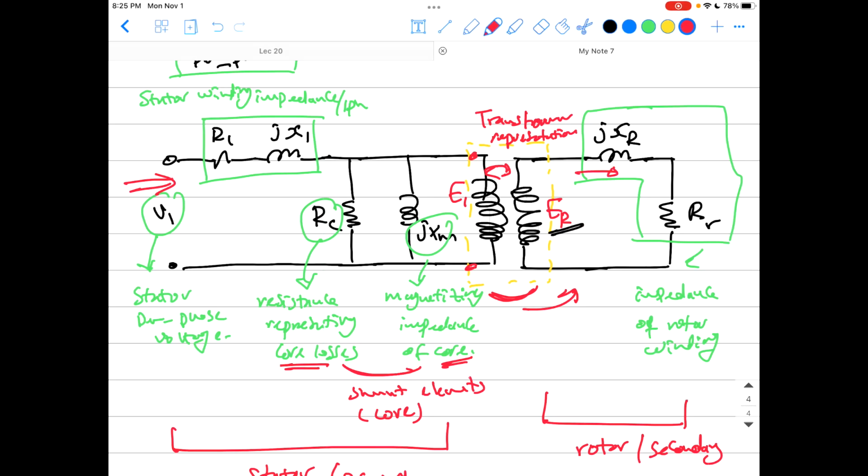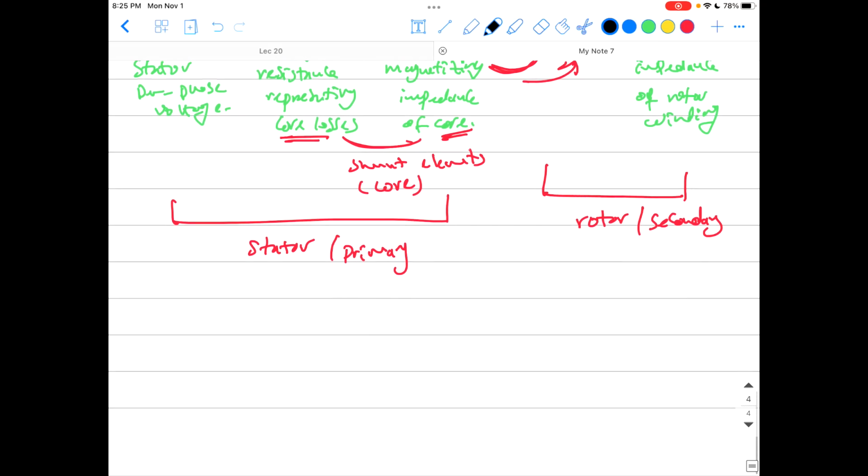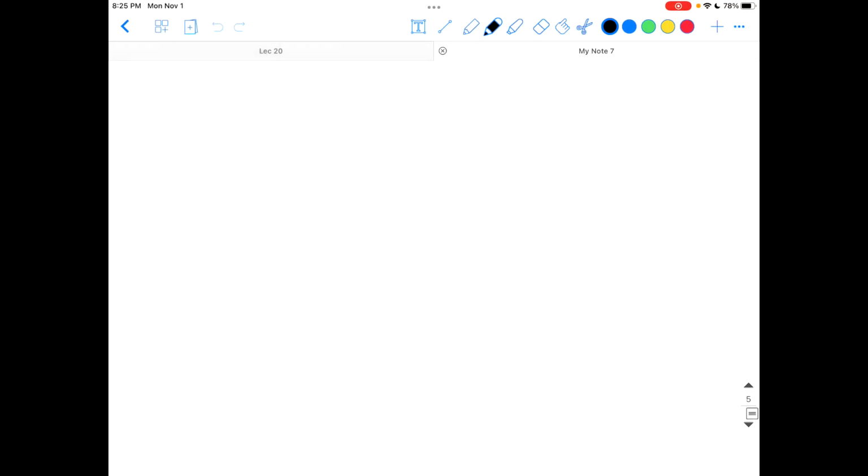And there is a current here, I rotor, which is the current moving inside the rotor winding, and this is the resistance of the rotor, R rotor, and jX rotor, which is the reactance of the rotor winding. Okay, guys? Now I'm going to explain what those zeros I just took out are.